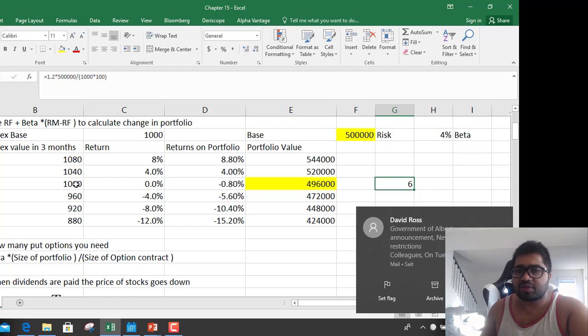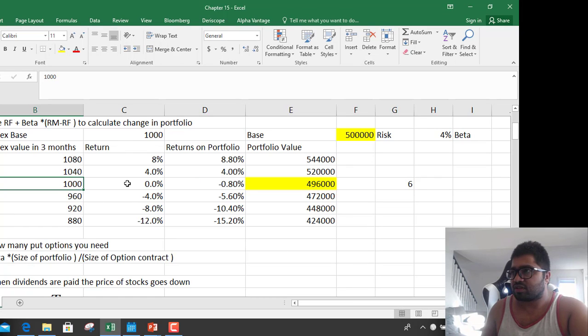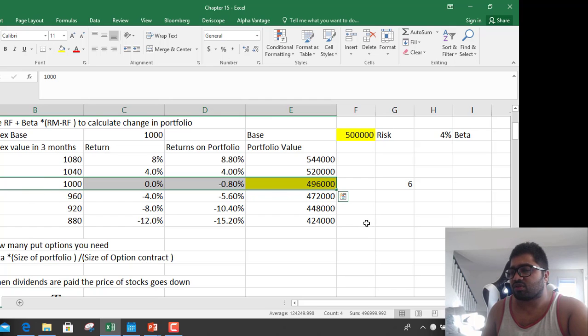And which strike price will you choose? You will choose a strike price of $1,000, so that you do not lose more than $496,000. Your portfolio value would not go down below this value, because if it goes down below it, the put contracts would kick in and you will get returns from the puts that would offset your loss.